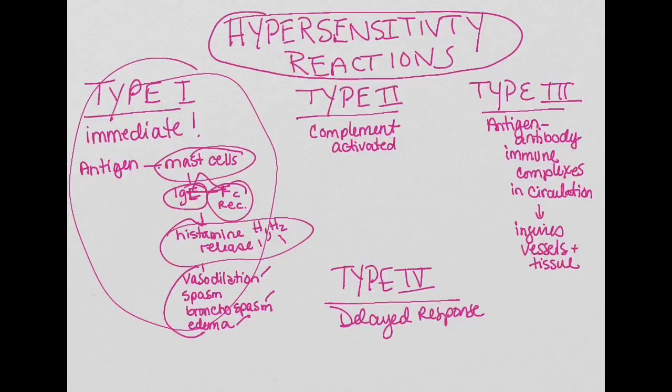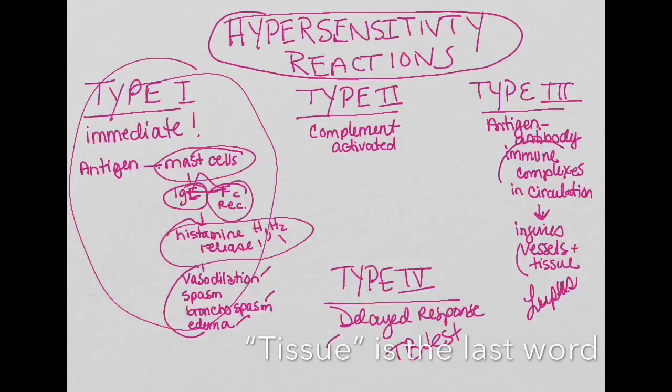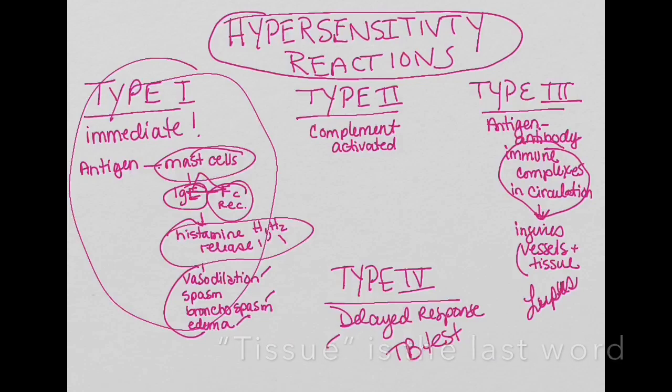When we think of type 3, it's again antigen-antibody immune complexes in the circulation that end up injuring your vessels and tissue. So autoimmune diseases, lupus is one of them. Whereas type 4 is more of a delayed response. So if you get a TB test, which showed in the slides, you end up getting a delayed hypersensitivity response. Another example of type 3 would be glomerulonephritis, because these immune complexes get into the circulation, and remember, it starts injuring the vessels and the tissue.